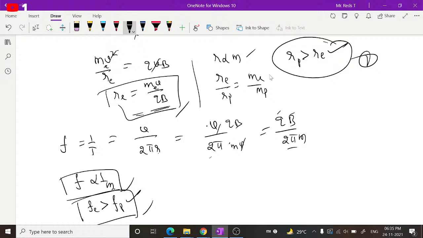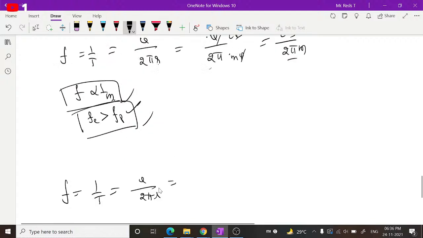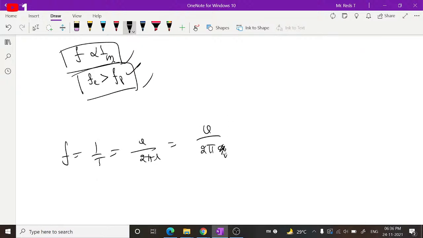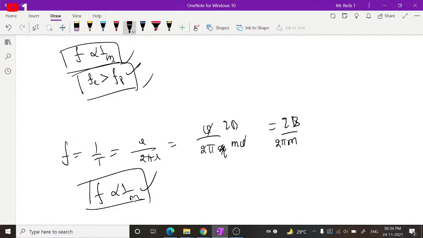You first get the radius, and after substituting, you can say f is v by 2 pi r, where r is mv by qB. So qB comes here, the rest cancels, and it becomes qB by 2 pi m. So directly you can say f is proportional to 1 by mass. We only have to derive an expression for the radius and substitute it.